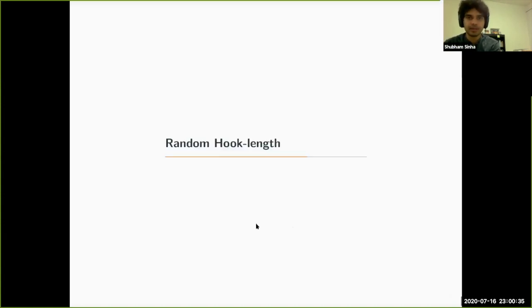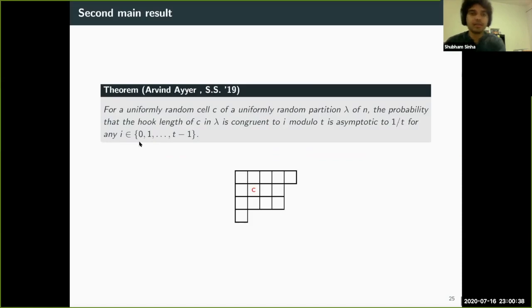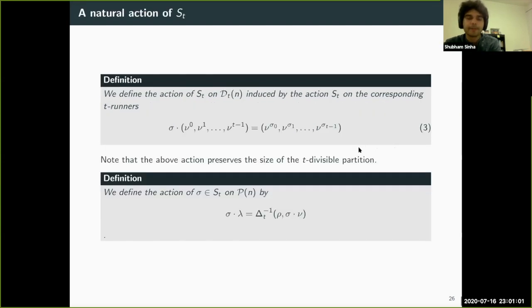So now let's come to the second main result, which is: if you take a random cell in a uniformly random partition lambda, the probability that the hook length of this cell is congruent to i mod T is asymptotic to 1 over T as n grows large. Okay, there are certain times where I feel that the proof might be more enlightening and more interesting than the theorem itself, and I hope that these techniques can be used in other places.